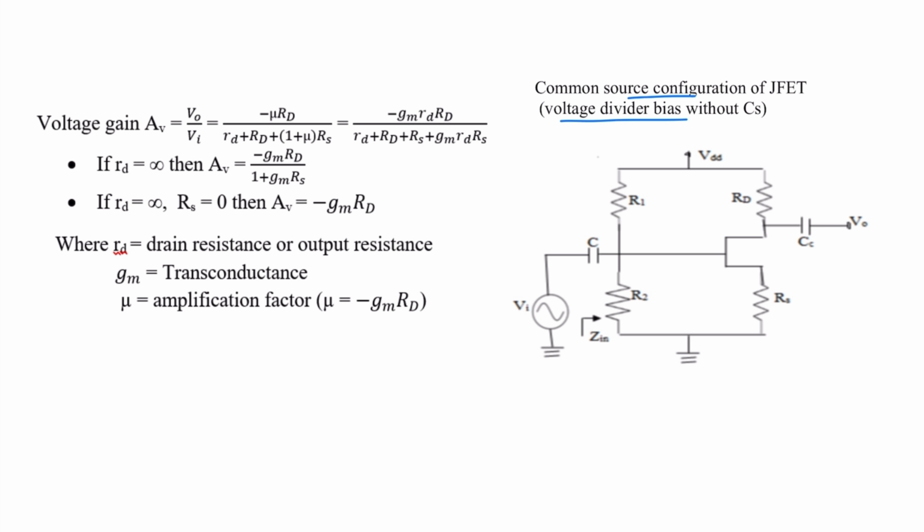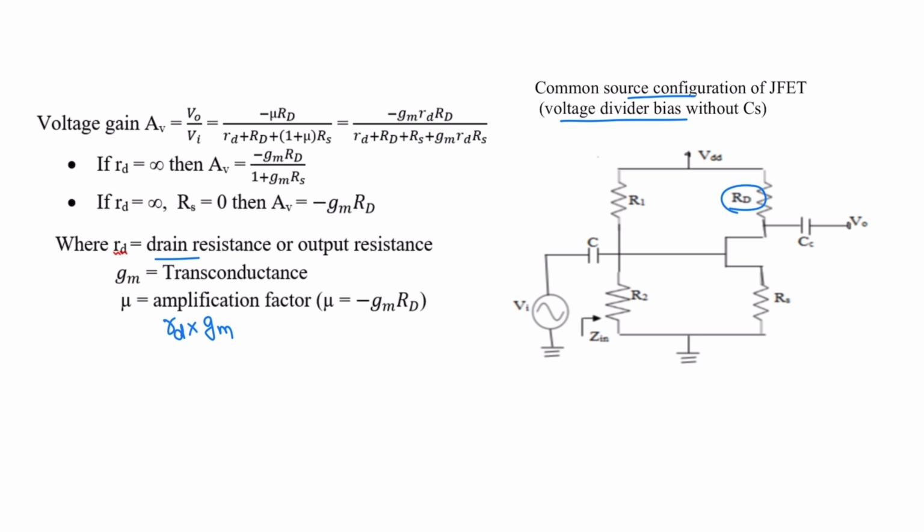Minus gm capital Rd by small rd plus capital Rd plus Rs plus gm rd Rs, where small rd is the drain resistance or output resistance, capital Rd is the resistance connected to the drain terminal, gm is the transconductance of the junction field effect transistor, and mu is the amplification factor. The amplification factor is the product of drain resistance and transconductance. Mu is equal to gm rd.